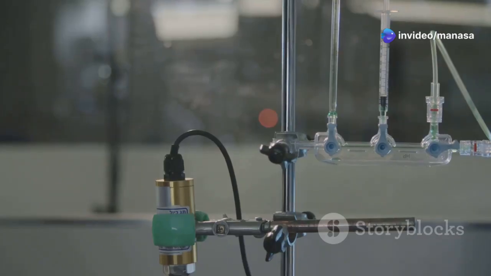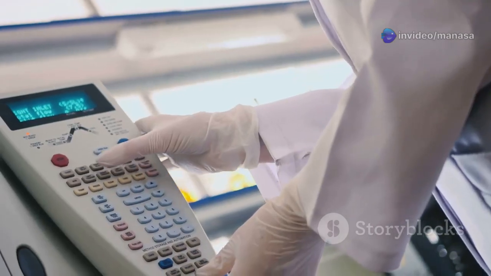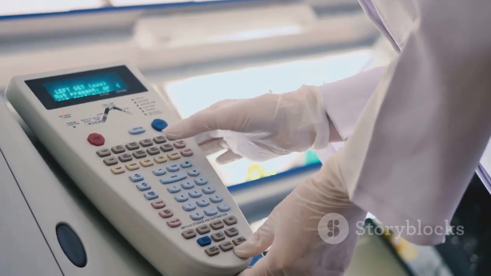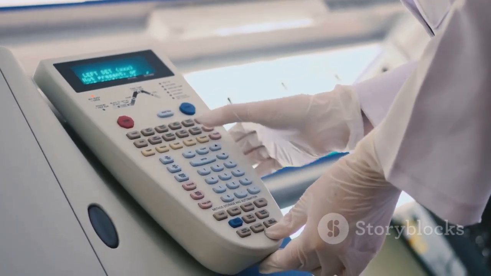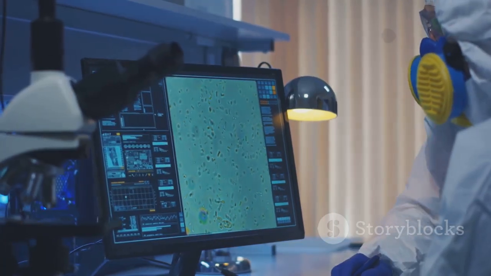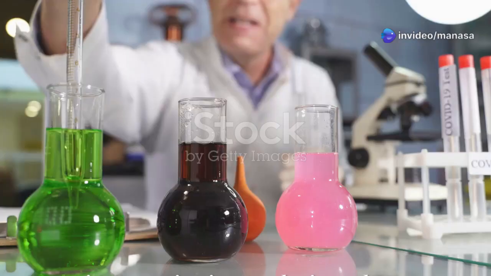Finally, we have instrumental methods. These methods are like having high-tech helpers in the lab. We use instruments like spectrometers and chromatographs to measure light or other signals that tell us about the amounts of substances. It's kind of like using a fancy camera to see things we can't see with our eyes.